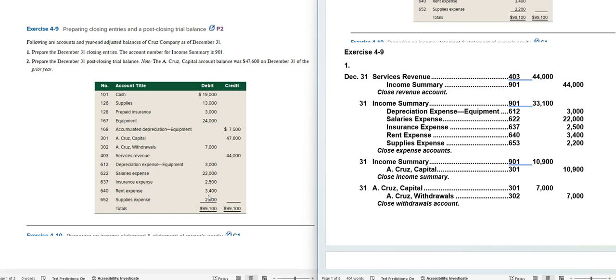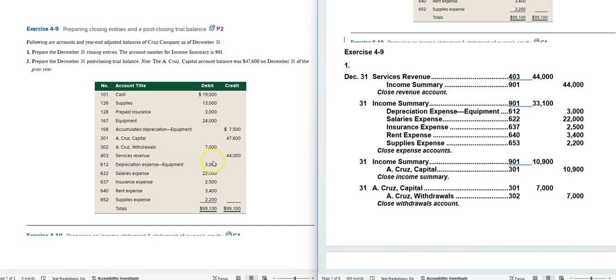There are 4 closing entries that we need to accomplish. We need to close out only the temporary accounts. Okay, so the temporary accounts, remember, are the revenues, the expenses, and the withdrawals account. The 4 closing entries are in a specific order. We start with closing out the revenue account first.